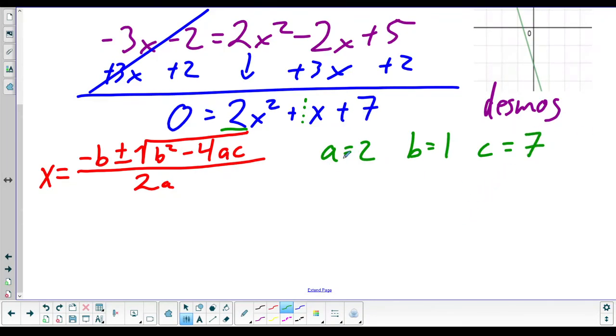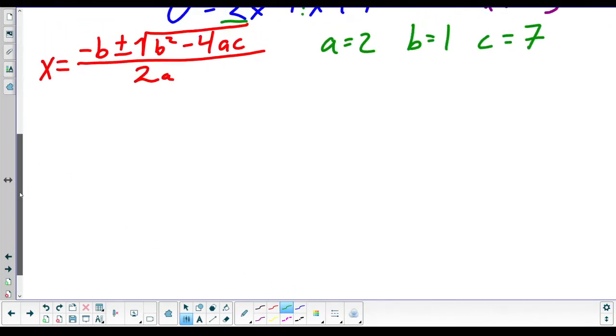All right, let's go plug these into the quadratic formula, shall we? No, let's not, Barton. Let's not. Too bad, you don't have a say.